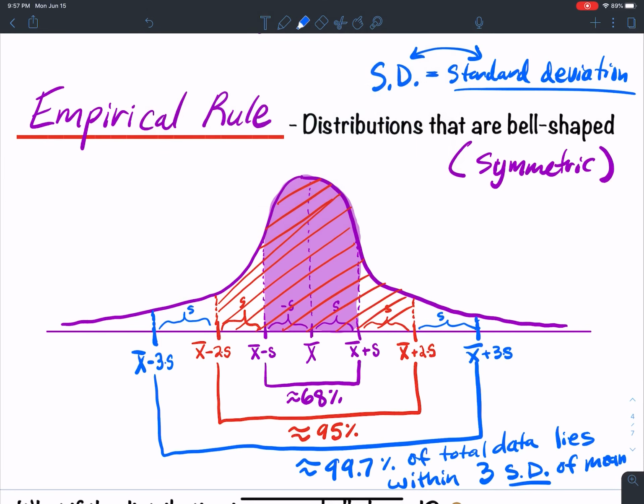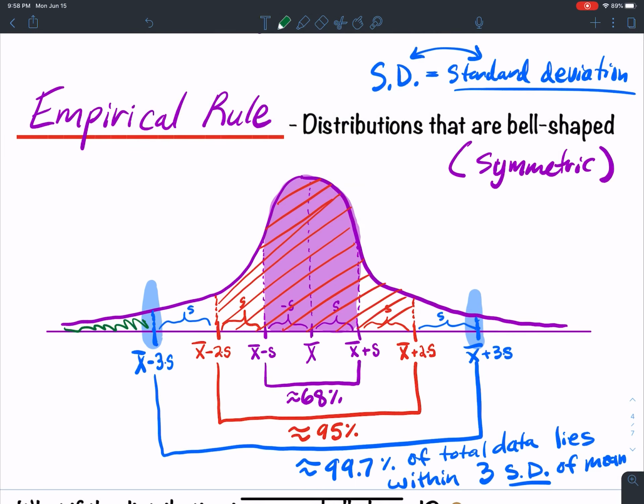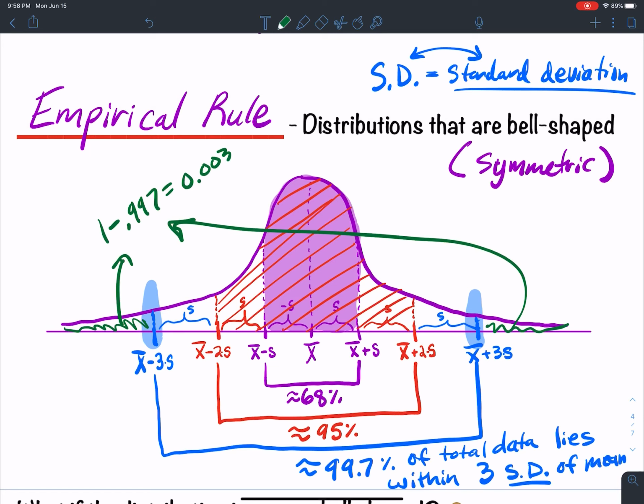So in blue, 3 standard deviations will be all of this right here. Everything in between here and here is 99.7% of all of it. So what does that mean? Well, that means that what's left out here and here on the far tails adds up to 1 minus 0.997, which is 0.003, which is like 0.3%. So that's a really small amount of area that exceeds these two.